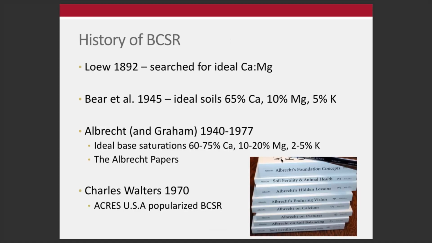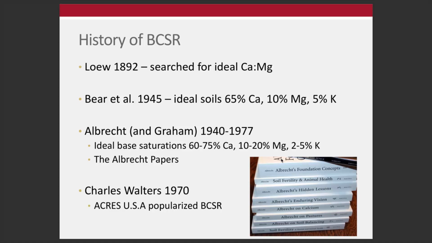So let's talk a little bit about the history of this base cation saturation ratio, or BCSR. It's sometimes called soil balancing, specifically. So this is not a new idea or a new concept. It really started in the 1800s, or late 1800s. Searching for this ideal calcium-magnesium ratio in New Jersey in the 40s, Baer did some work looking at calcium and magnesium percentage.